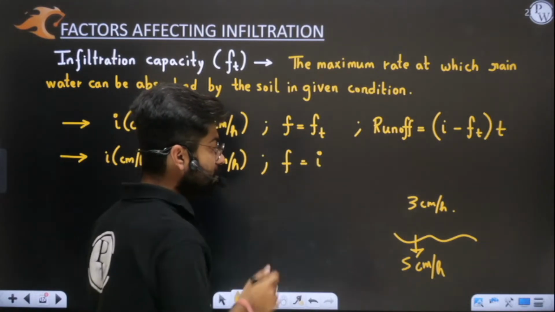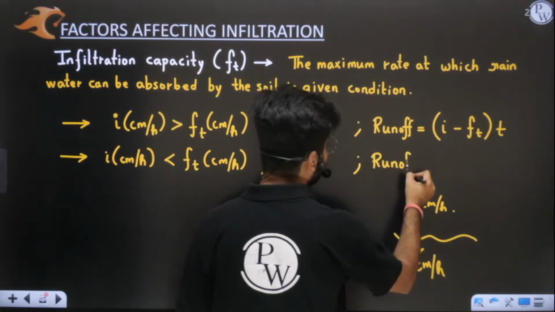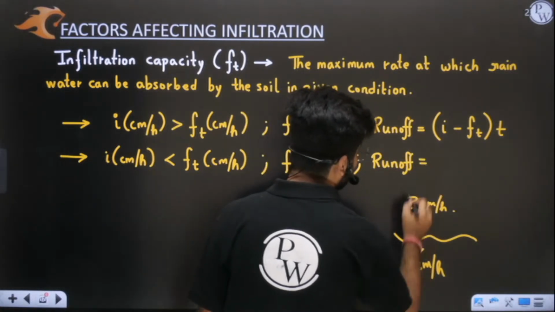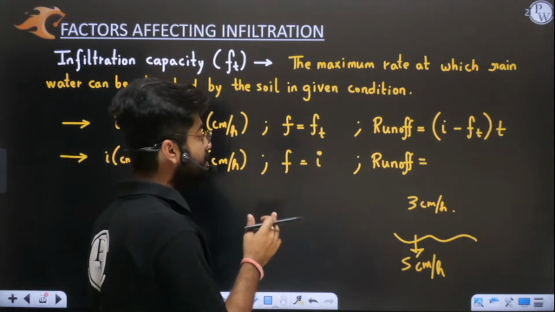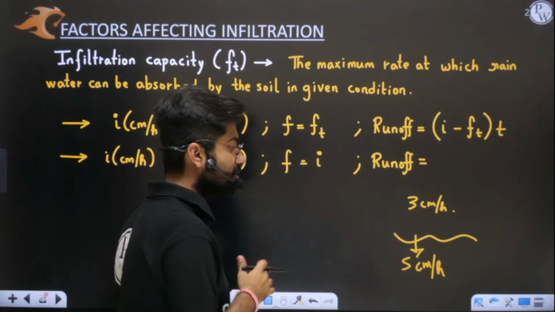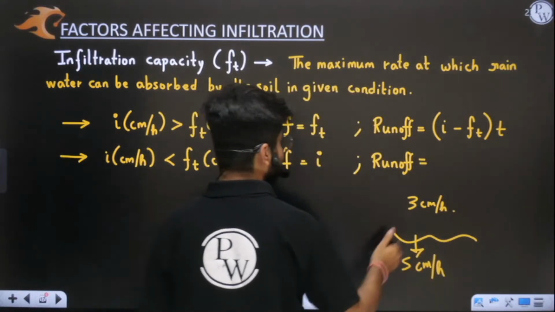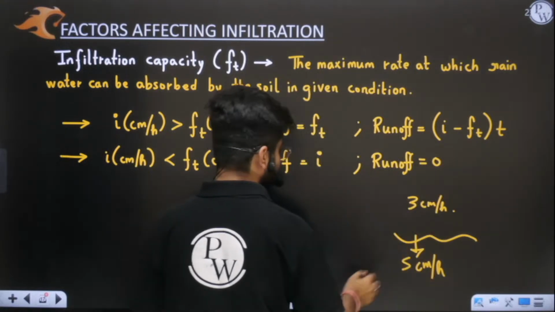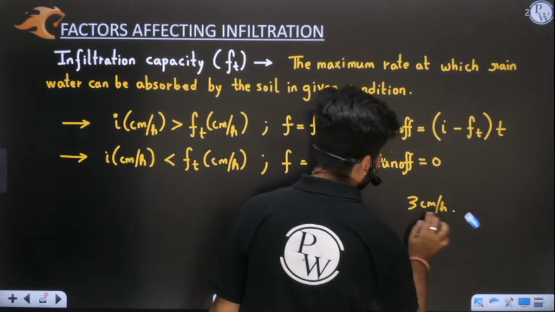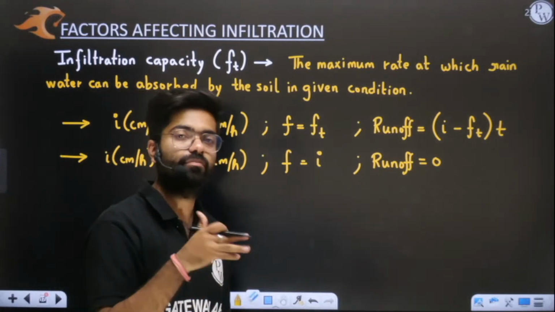Yes or no? Tell me what will be the runoff in this case? If 5 centimeter of water can be absorbed by my soil and we are only applying 3 in the form of rainfall, then no runoff will be there. Okay, runoff will be 0. So simply we need to understand that rainfall characteristics play an important role in runoff. If less rainfall, no runoff. More rainfall, more runoff. Yes or no?